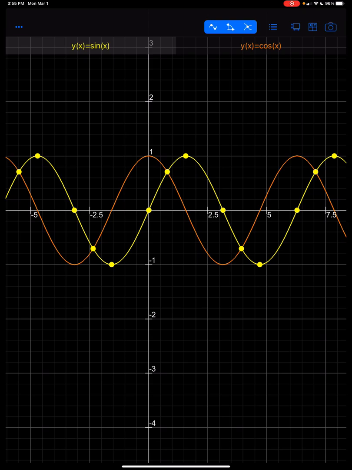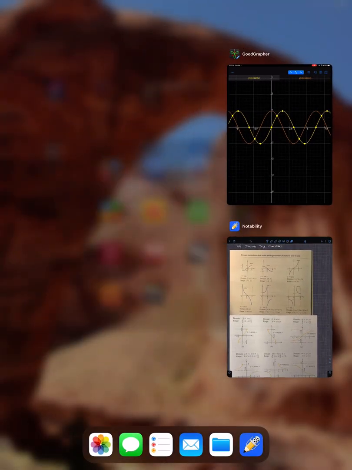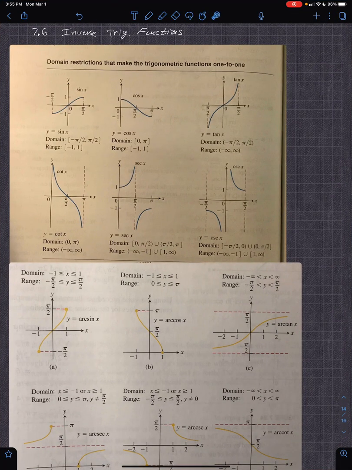But to do that, we can see that the function is not one-to-one. Both of them are not one-to-one. None of the trig functions are one-to-one. So you need to restrict the domain so that you end up with a one-to-one function. These are the standard restrictions that you have for sine and cosine so that you end up with a one-to-one function.